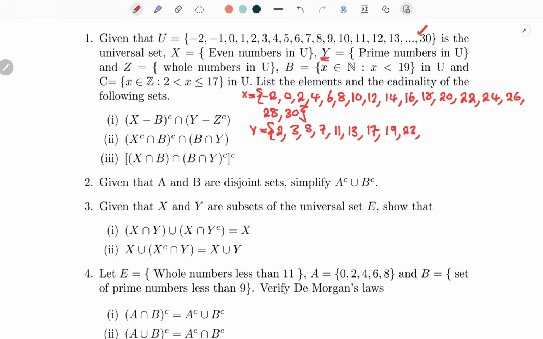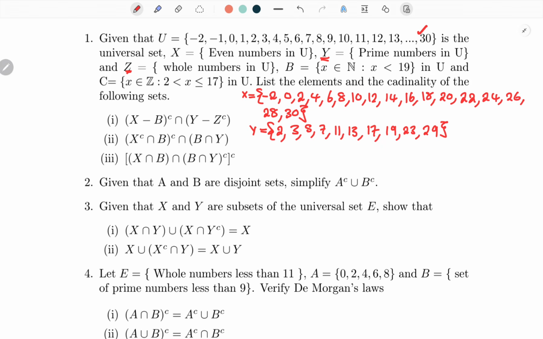27, 3 can divide it, so it can't go there. 28, 2 can divide it. 29. So 29 is a value which you are going to get. The rest of the numbers are not prime. So prime numbers are simply numbers divisible by 1 and itself, 1 and the number you are defining. Okay, we go to the next one.